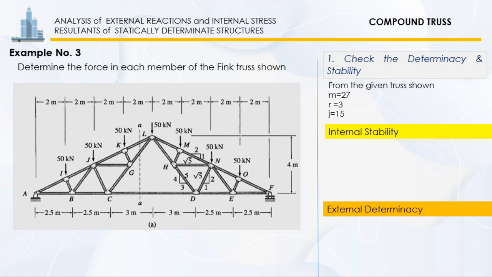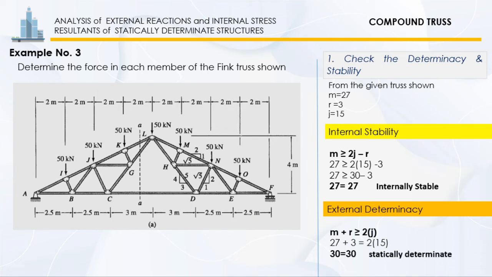So the truss contains 27 members and 15 joints and is supported by 3 reactions. So let's start by checking its internal stability using this equation. Is m greater than or equal to 2j minus r? Substituting this value, we have 27. Is it greater than or equal to 2 multiplied by 15 minus 3? So that will give us 27 is equal to 27. That means the given truss is internally stable.